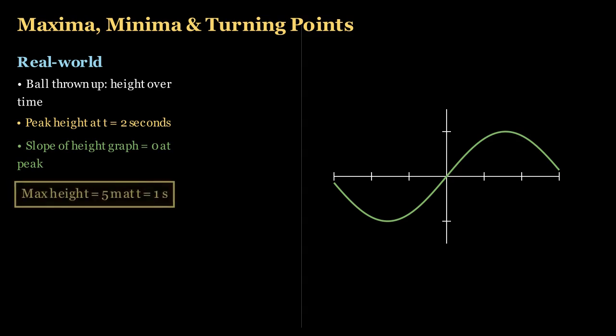Plug t equals 1 back into the height expression, 10 times 1 minus 5 times 1 squared, which is 10 minus 5, giving 5 meters. So the ball reaches its maximum height of 5 meters after 1 second.